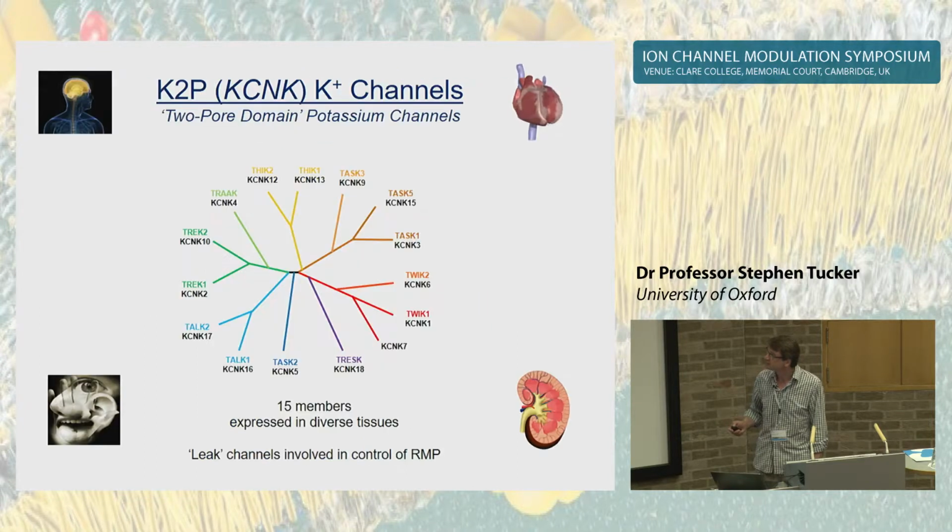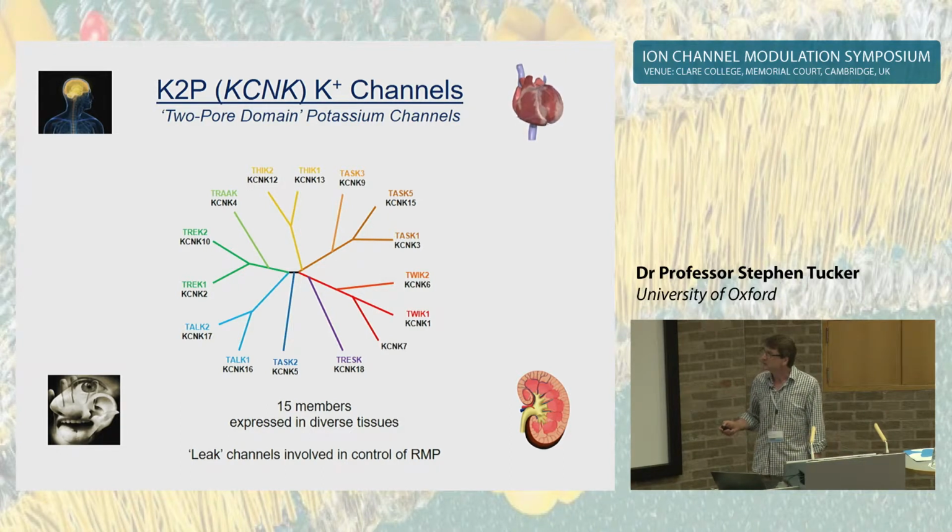My lab works primarily on the two-pore domain, or KCNK family of potassium channels. There are 15 members of this family expressed in many diverse tissues where they control a wide variety of different physiological processes. Now, the textbooks tell you that these are relatively boring leak conductances, just generally involved in control of the resting membrane potential.